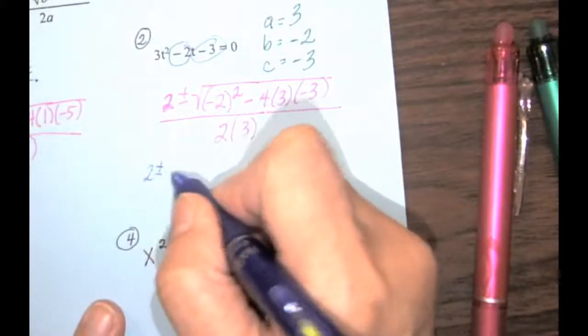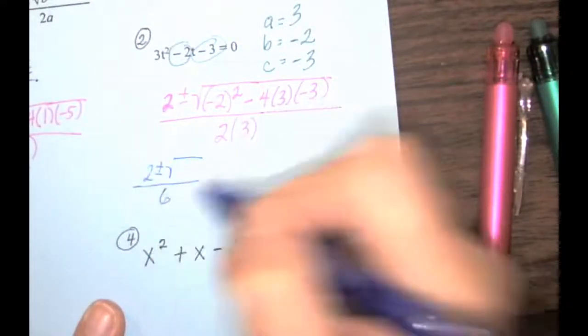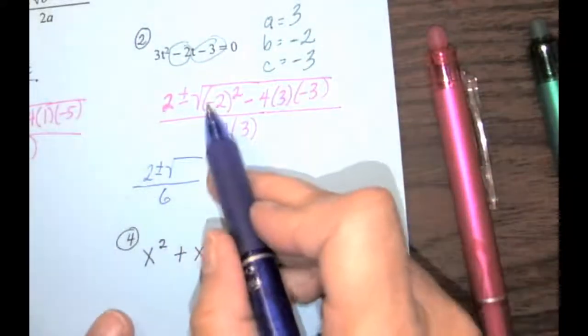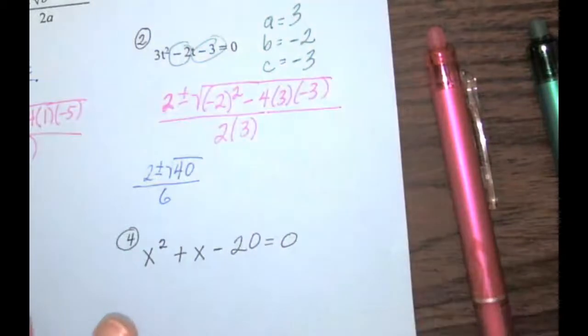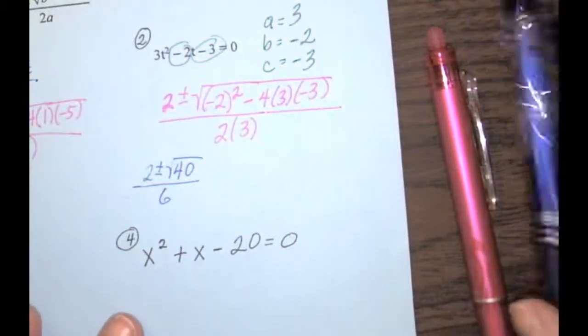2 plus or minus the square root of something over 6. 2 times 3 is 6. So let's do the math. Either put that in your calculator or do it in your head. Square root of 40. 40 is not a perfect square.